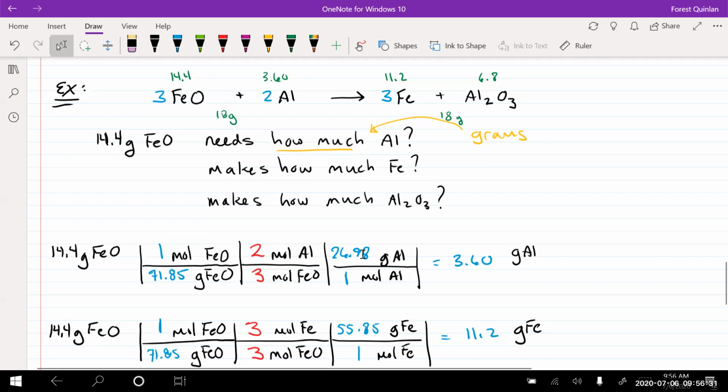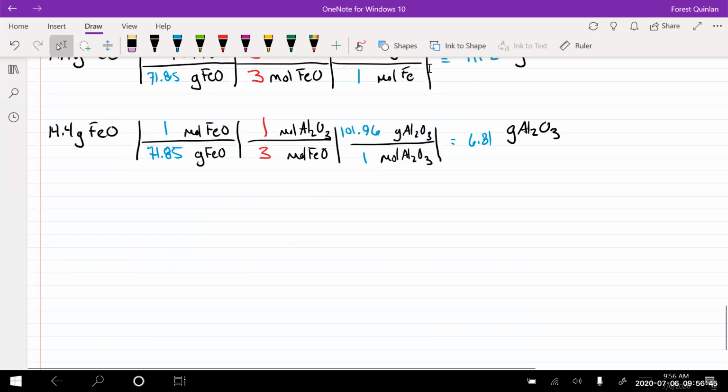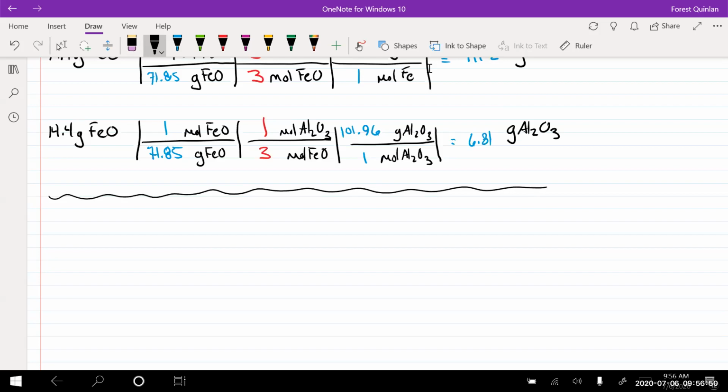Okay, before I make this more difficult, anybody got some questions? All right, then let's take it one step further. Let's do a limiting reactant.